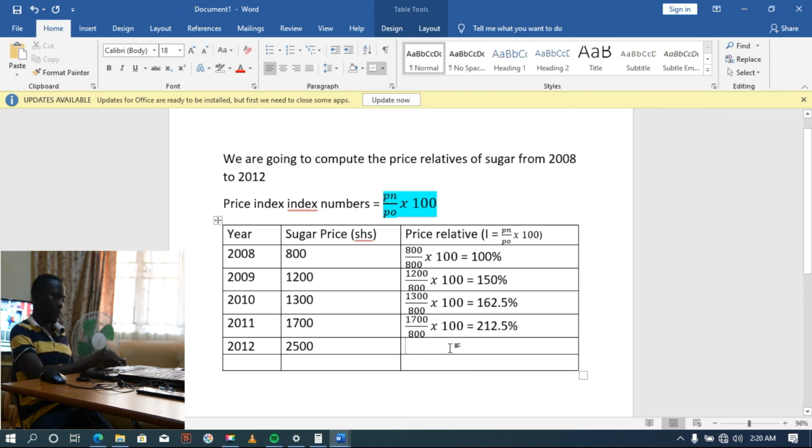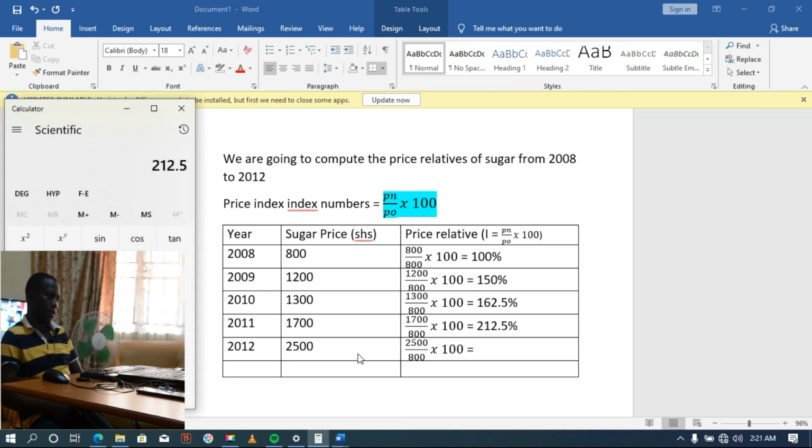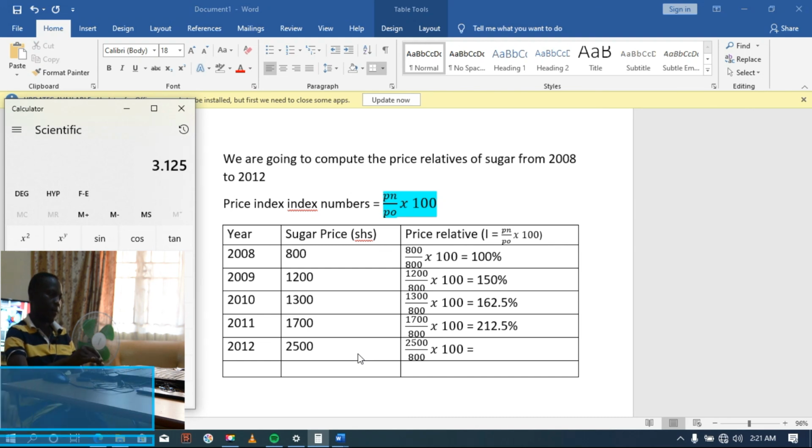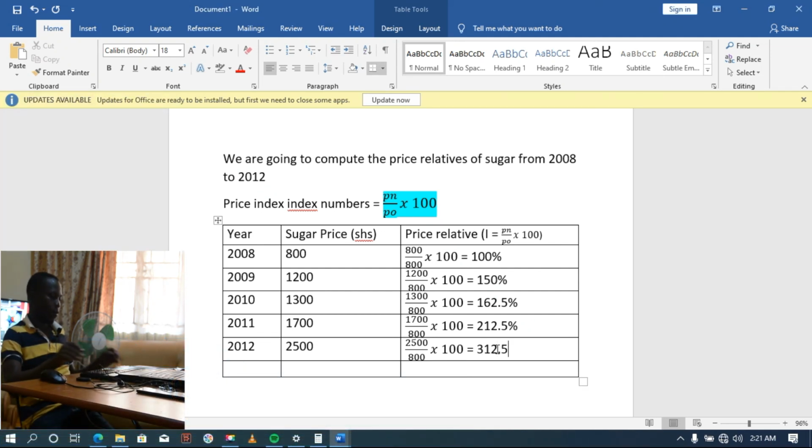Then we come to 2012. We have the price of 2,500 as the current year price. So 2,500 divided by the base year price, which is 800, times 100, we get 312.5%. When you observe this, you find that the price indices are increasing per year from 2008 up to 2012. So that is how we calculate price index numbers for single commodities, or under simple index numbers.